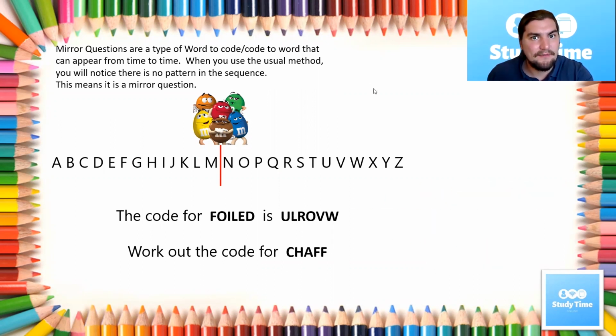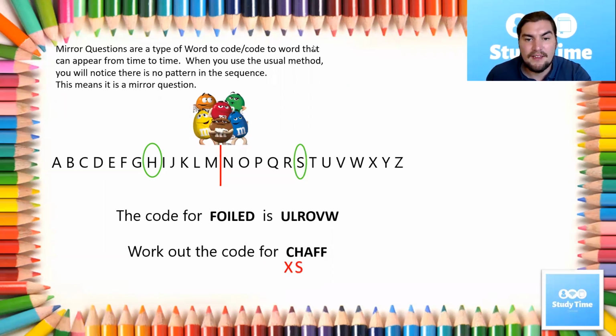Have you got it? Let's see. So the first letter of chaff is C, so I must find the opposite. It's 1, 2, 3 from that end, 1, 2, 3 from that end, gives me X. Great. Let's try the next letter in chaff. H. I find H on my alphabet, it's quite close to the middle, 1, 2, 3, 4, 5, 6. So I go to the other side, 1, 2, 3, 4, 5, 6, S.